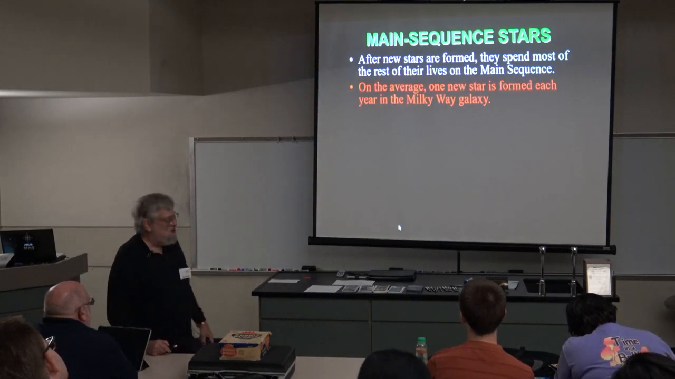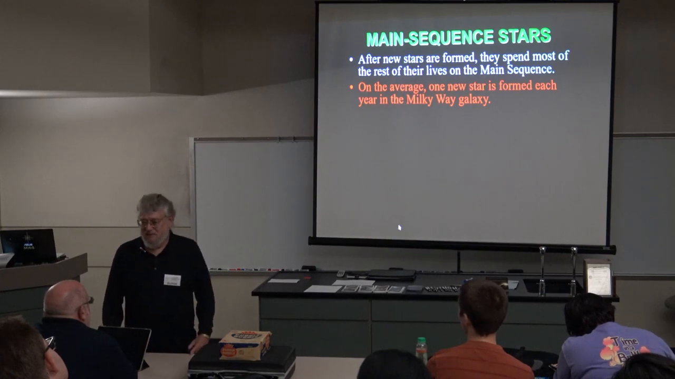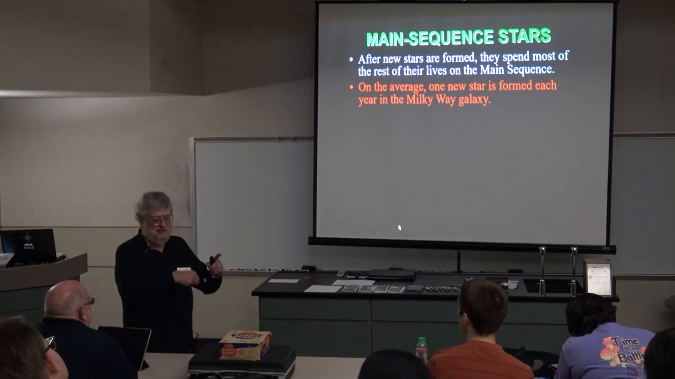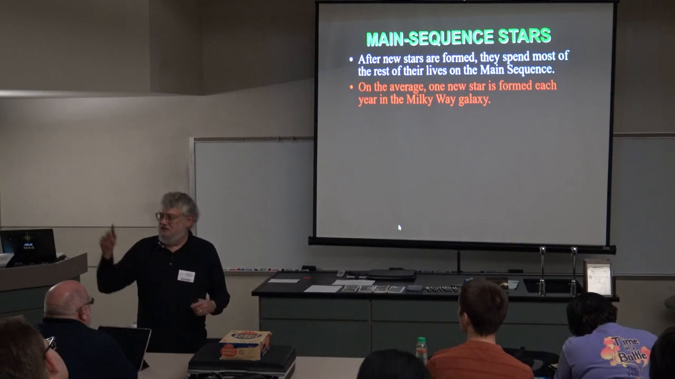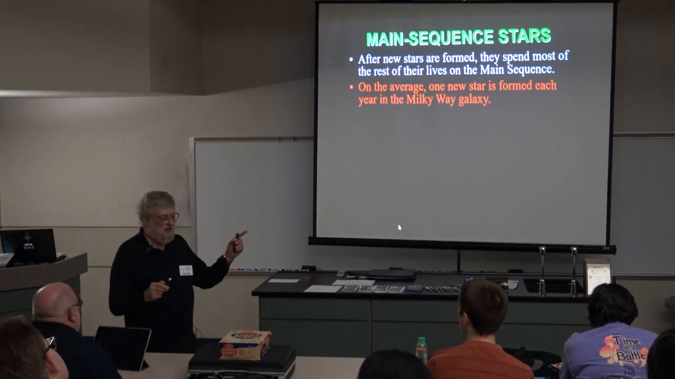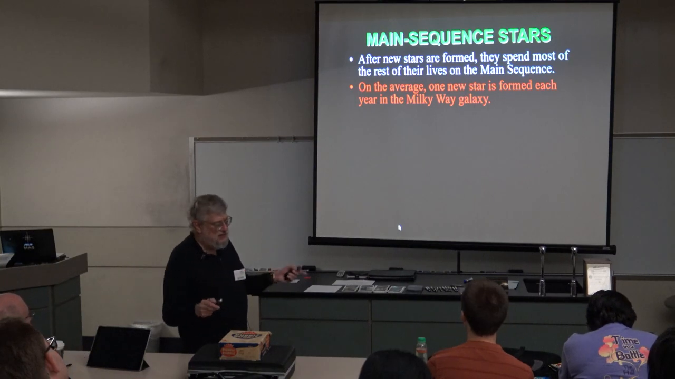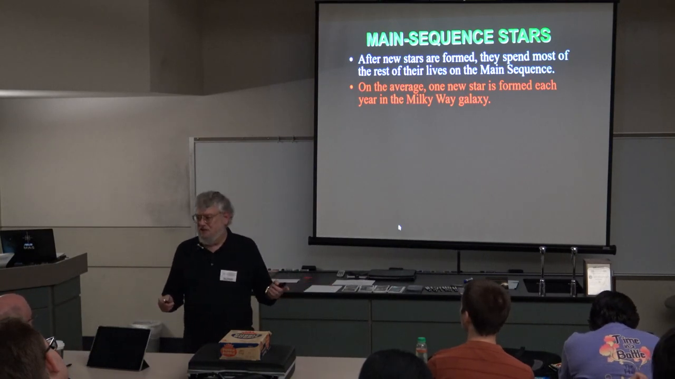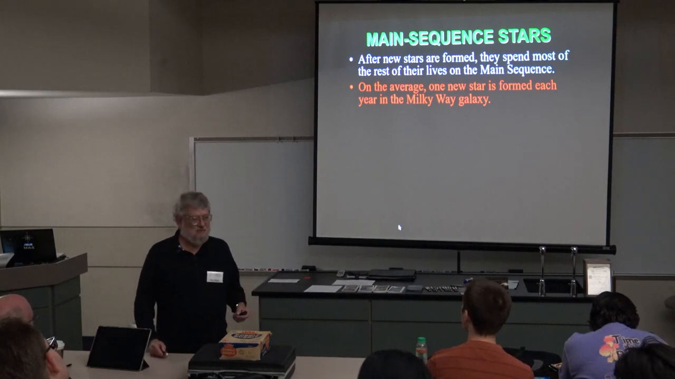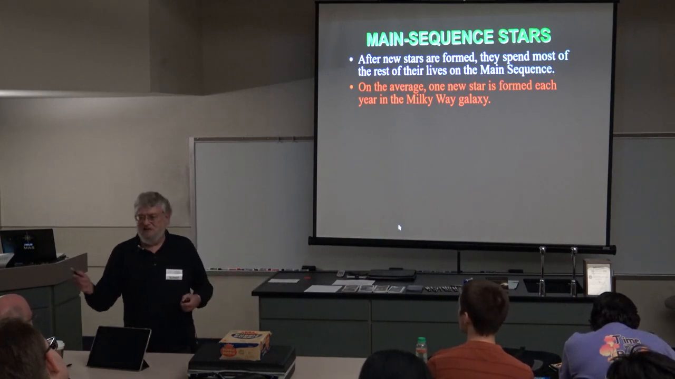Here's just kind of an aside. One new star is formed each year in the Milky Way galaxy. Now that gives you an erroneous picture if you don't know the whole story, that here's a star, this is the one for 2019, and next year another star will be formed somewhere else. Now they form in clusters of thousands of stars each, but it takes millions of years. So the average works out to about one per year, but don't picture it as one star each year.